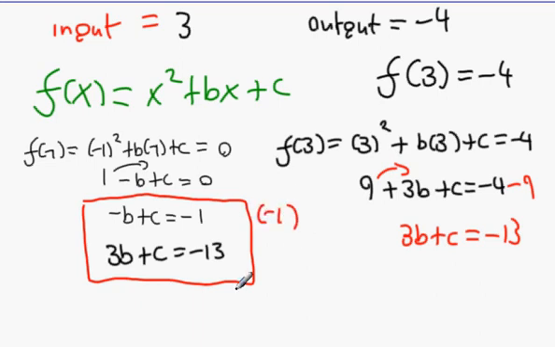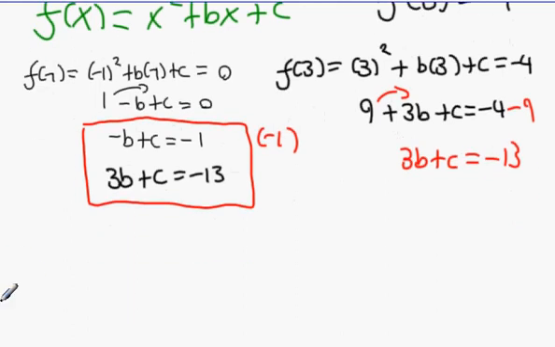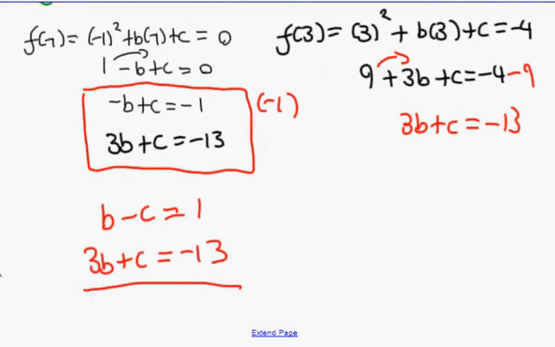Brian's on a roll recently, so we'll take his advice, alright? So Brian, multiply the top equation by -1. What do we get? B minus C equals 1. Okay. Then we have 3b plus c equals -13. Add them down, what do we get? 4b equals -12. Yeah.